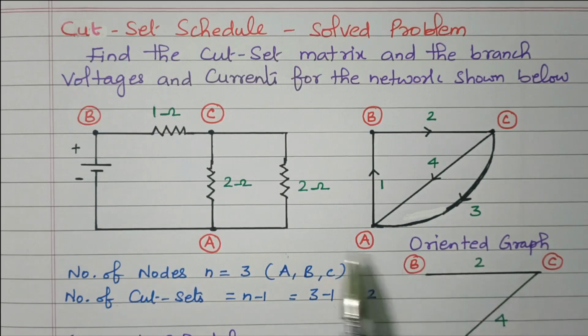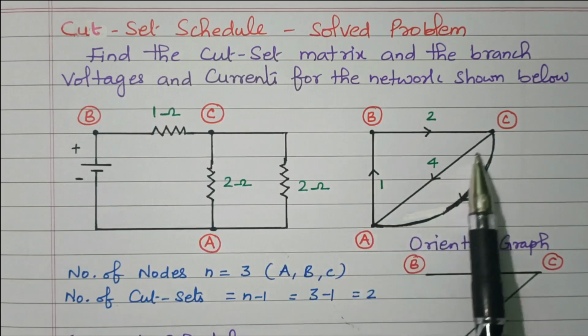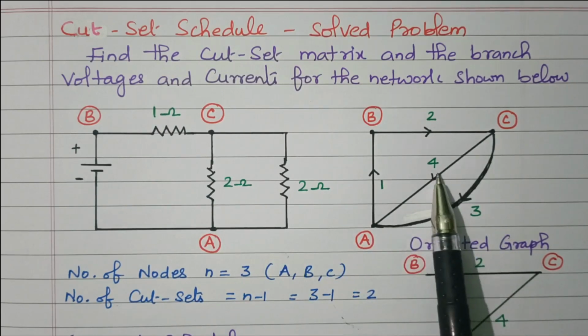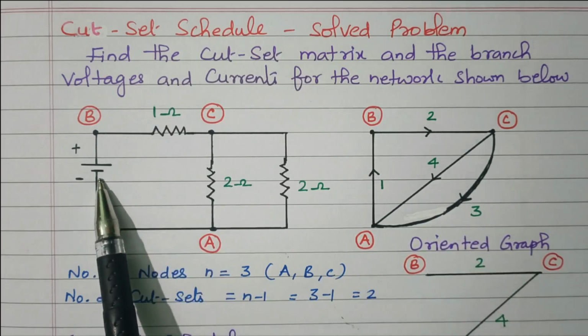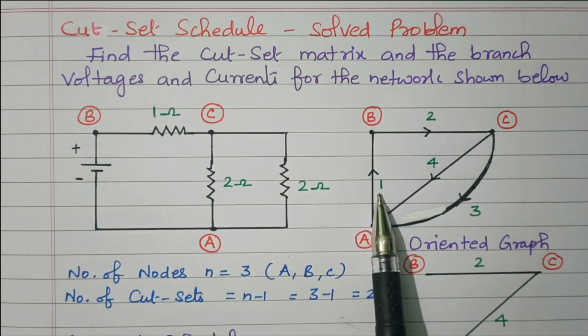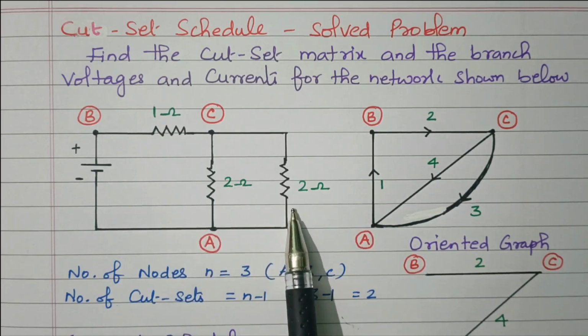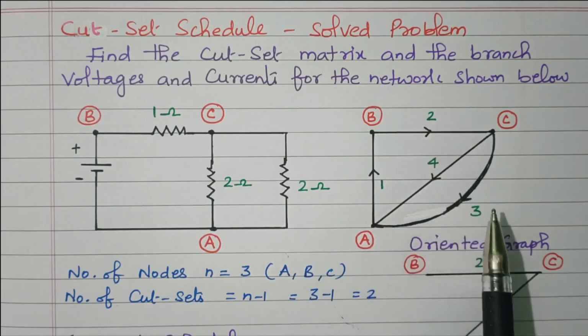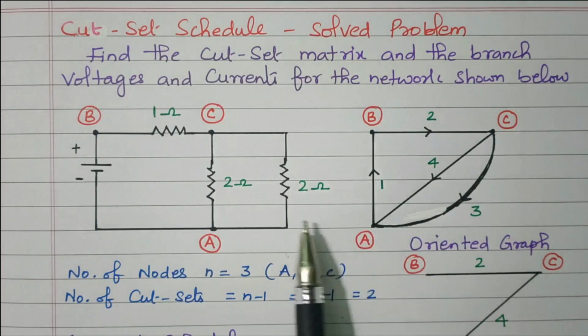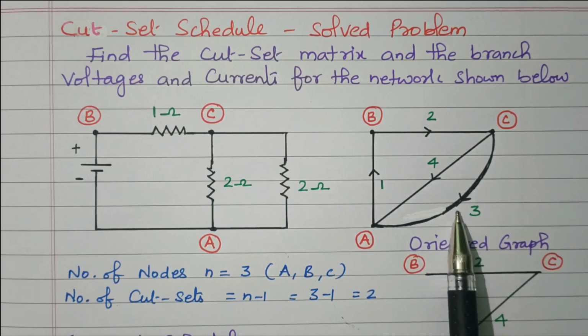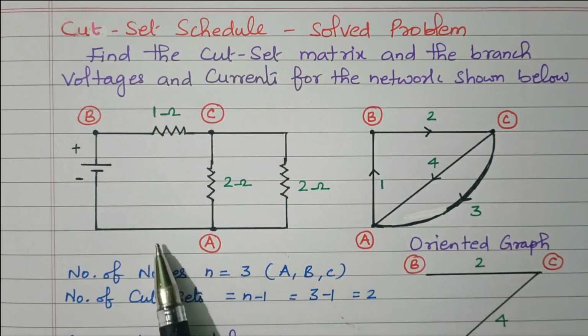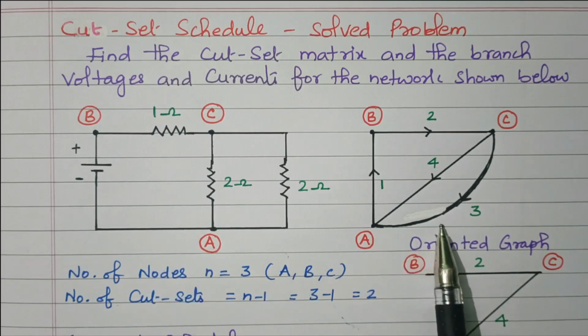The graph is nothing but the network elements replaced by straight lines. The direction is also available, so it's called an oriented graph. Here this voltage source is named branch 1. These three resistors are also replaced by lines and named 2, 3, 4. This 1 ohm is 2 and these 2 ohms are named 3 and 4. These directions are given according to our own choice. Directions are not given in the problem, so they are given randomly. So from the network we have drawn the oriented graph.